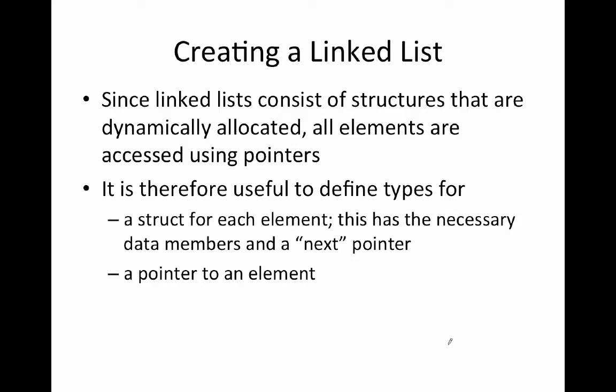Since linked lists consist of structures that are dynamically allocated, all of the elements are accessed using pointers. It is therefore useful to define a couple of types. We can define a type for a struct for each element. So this would have all of the individual data members, and then it would have a next pointer to the next element in the linked list. So it's useful to define a type for that, and also, since all of these pointers are pointing to these structures, it's useful to have a type for that as well, a pointer to one of these elements.